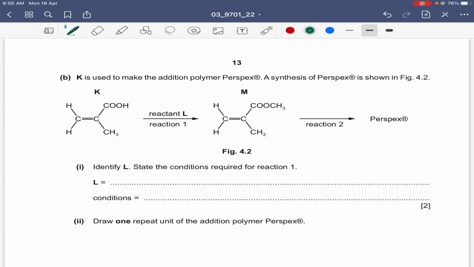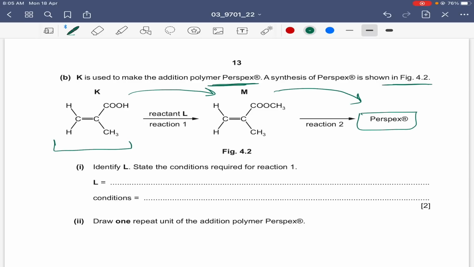Okay, so the next part is K is used to make the addition polymer Perspex. A synthesis of Perspex is shown in figure 4.2. Right, so Perspex is an addition polymer which is made from compound K once it converts into M, and then M is the monomer, it forms Perspex. Identify L, state the conditions required for reaction 1.